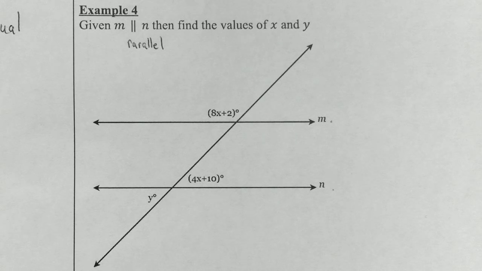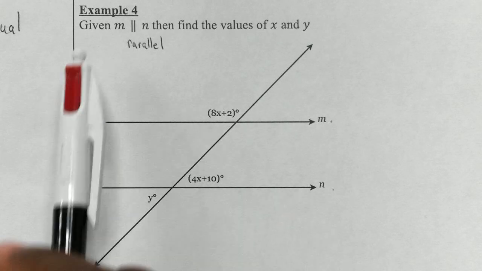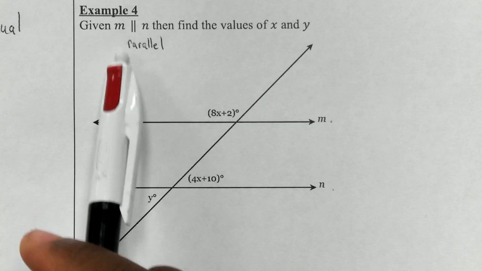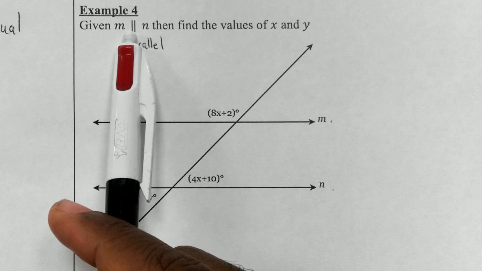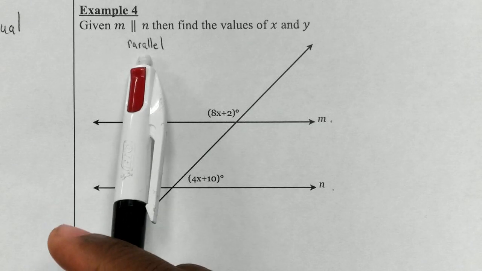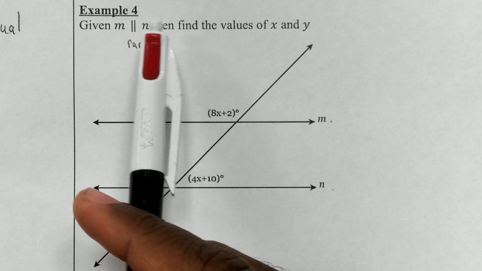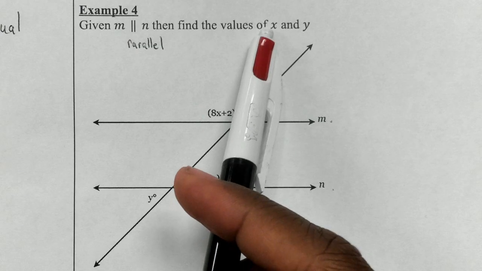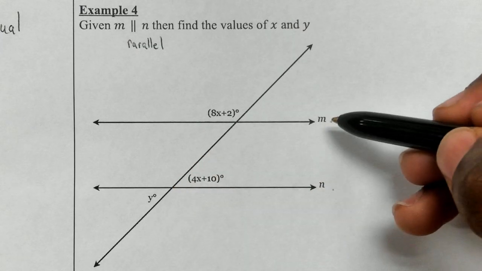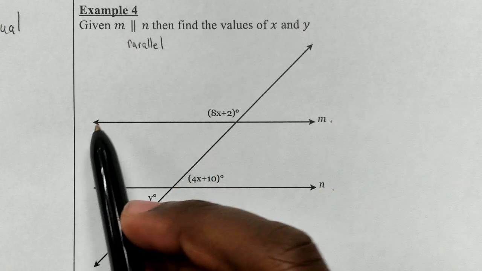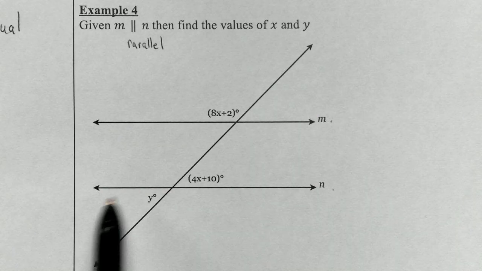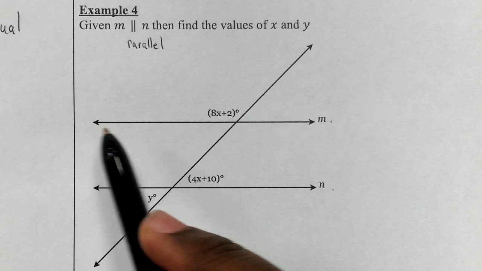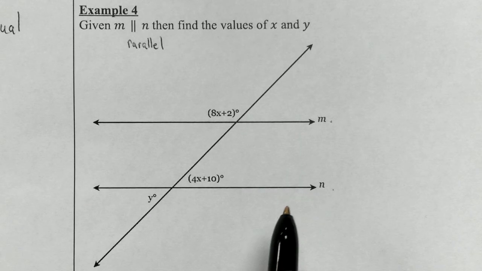Skill 10, example 4. Given M is parallel, so when you see these two vertical lines, that means parallel, to N, then find the value of X and Y. So this is M and N, and these two lines are parallel to each other. That means that they're going in the same direction and they never meet, and they have equivalent lengths, okay?